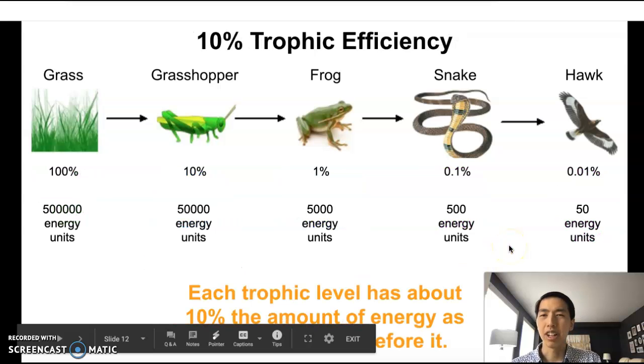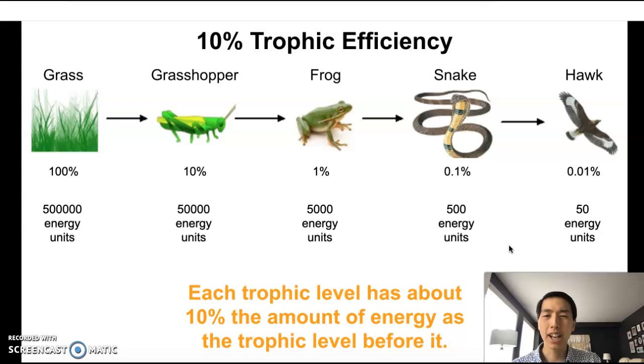Now, energy passing through a food chain. So most food chains have what we describe as a 10% trophic efficiency. That means that from one trophic level to the next, the amount of energy contained within that trophic level is actually only 10% as much.